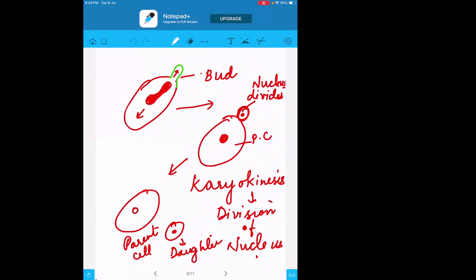All have done? Okay. And children, today as homework, I'll be sharing one worksheet related to regeneration. It is compulsory, all have to do it and send it.